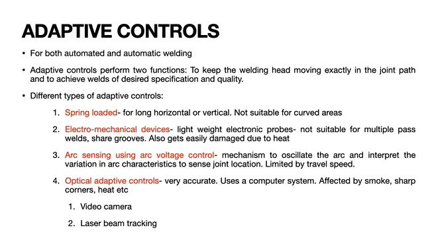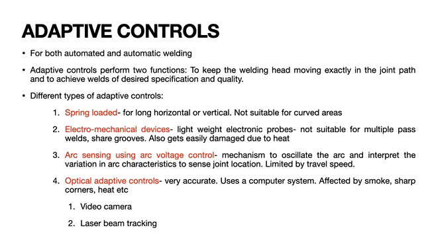And then comes arc sensing using arc voltage control. This will have a mechanism to oscillate the arc and interpret the variation in the arc area to sense the join locations. The main problem associated with this is that it takes some time to interpret and then program and then adjust the torch and position it over the groove. The speed of the programming would be slightly slow. So whenever we need a very high travel speed, this may not be as efficient as required.